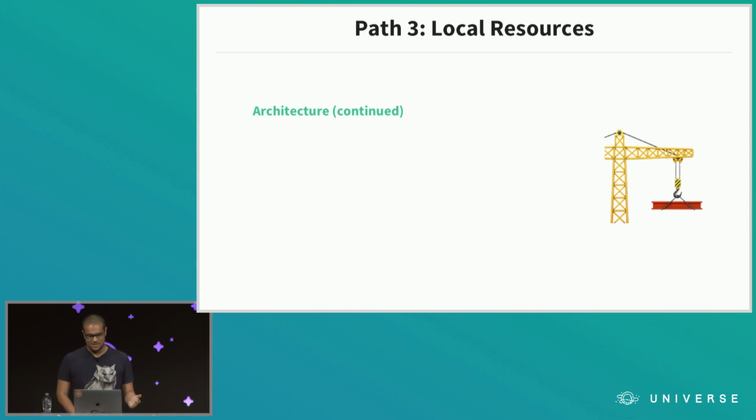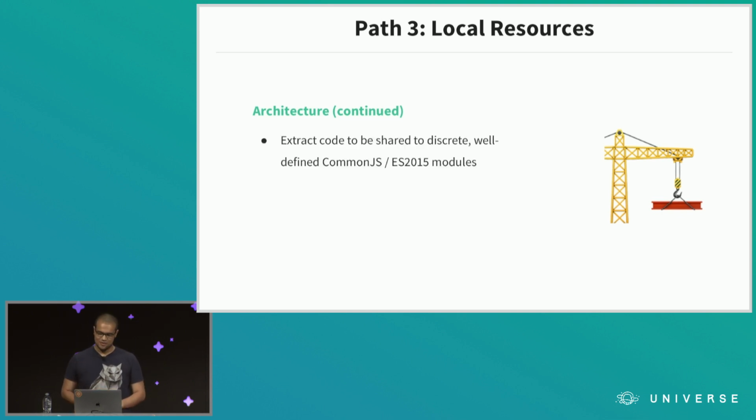So we can do this in part by extracting code from our remote web app to discrete, well-defined CommonJS or ES 2015 modules. Keep in mind that Electron is Chromium and Node combined. So that means that we are working in a CommonJS environment. It means you load dependencies via require, or eventually we're getting to a world where ES 2015 is supported natively, and then you can use native JavaScript imports. So we need this to be able to interoperate our web app modules with our Electron app.